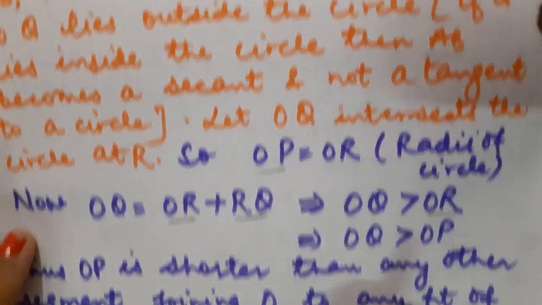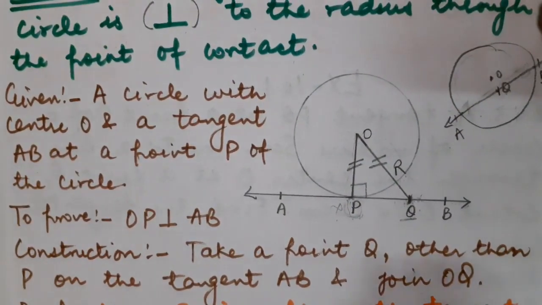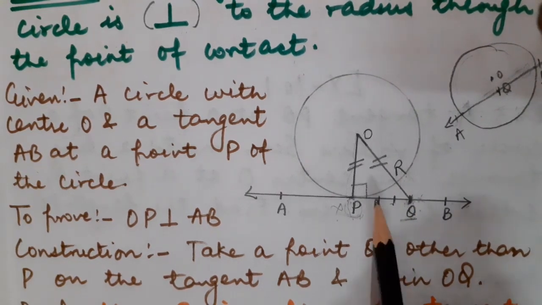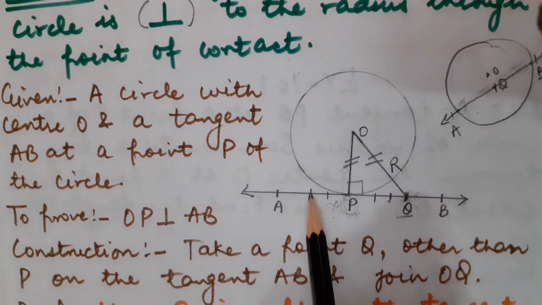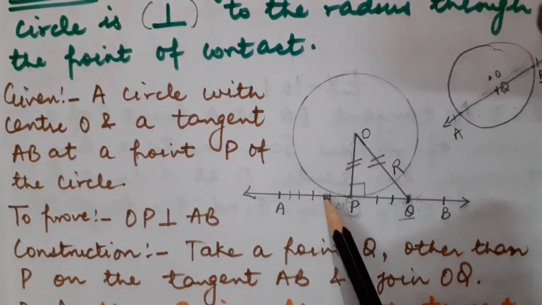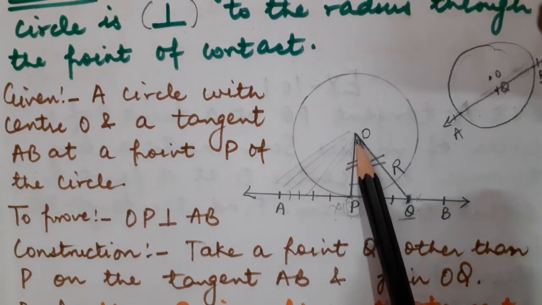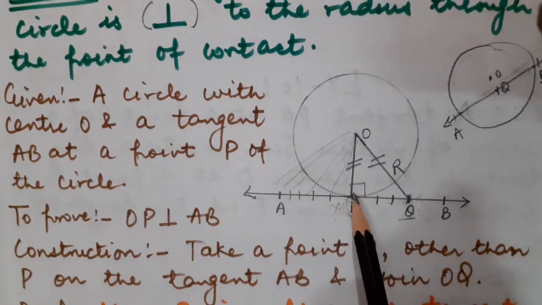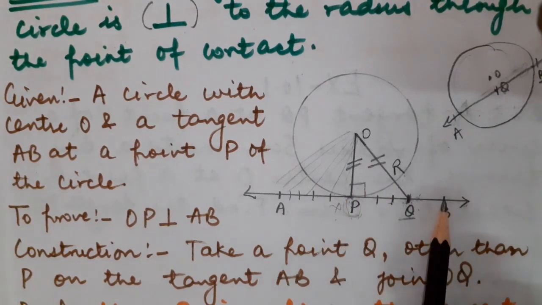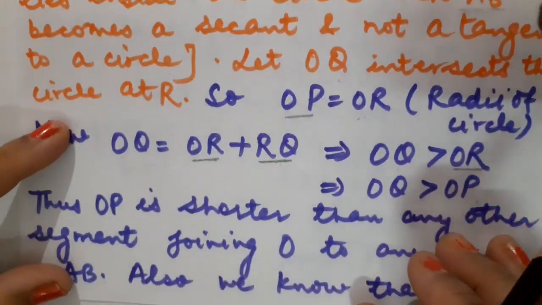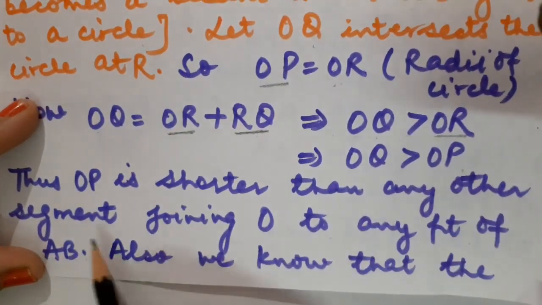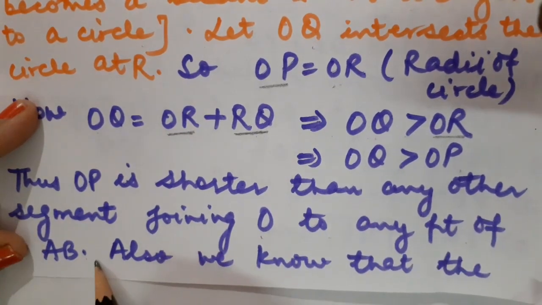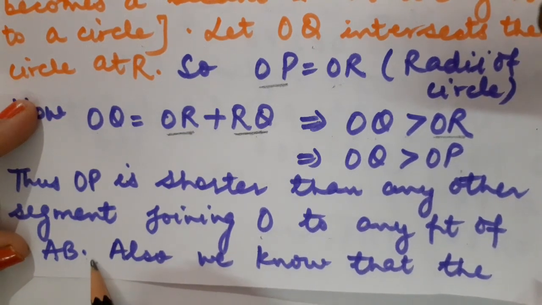Correct, children? Have a look. Suppose at place of Q, I take millions of points. Here I have taken Q dash, here R dash, here S dash, here T, U, V. If you take millions of points over here, in each and every case, OP will remain the shortest distance. But make sure those points lie outside the circle. So here it is written: thus OP is shorter than any other segment joining the center point O to any point on the line AB.